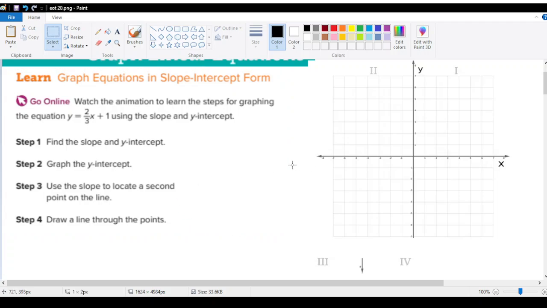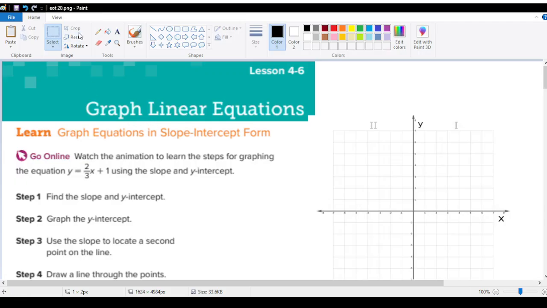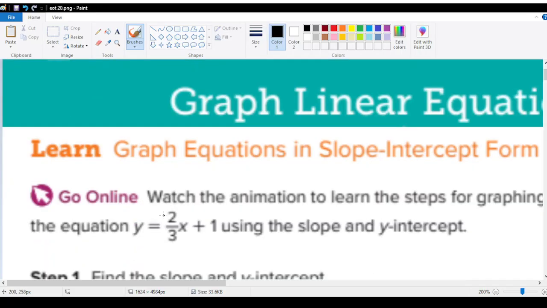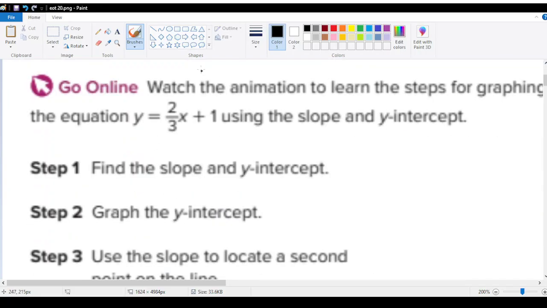So here, Shamsa, our lesson is about graphing linear equations. He gives us this equation, y equals 2 over 3x plus 1. First we need to find the slope. What is the slope in this equation, Shamsa? The slope is 2 over 3. So the slope is the coefficient of x, 2 over 3. What is the y-intercept?